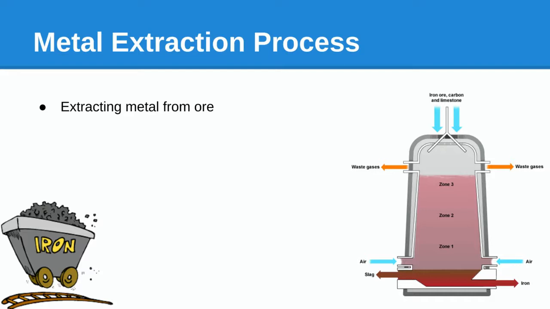Basically, we find an area in the ground that is high in concentration of the metal that we're trying to get. In this case, I've got a picture of iron ore. So you're going to go dig iron ore out of the ground. You're going to put it into a large vertical, basically a large cylinder, like what you see on the right here.